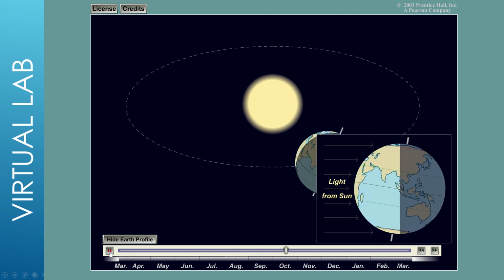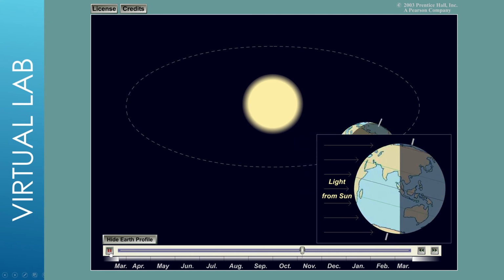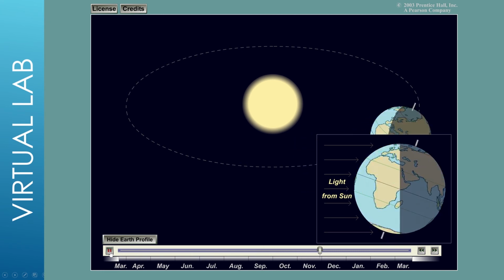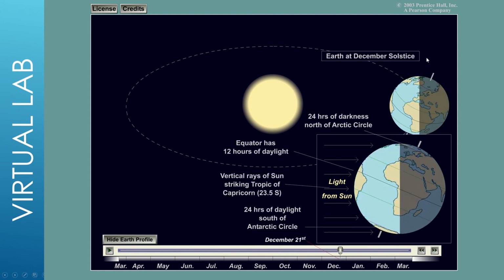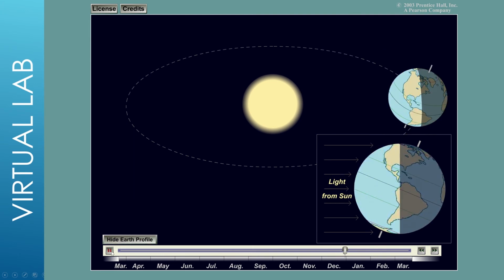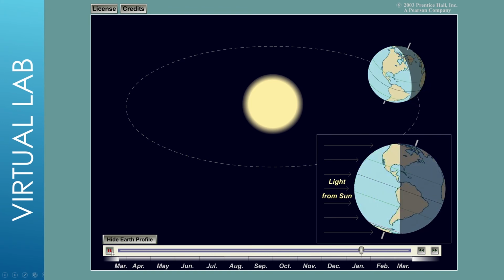As it keeps going, we see a shift where we now have 24 hours of darkness at the Arctic Circle and 24 hours of daylight at the Antarctic Circle and Antarctica. And we can see the vertical rays of the sun are striking Capricorn most directly. And we'll just go back to where we started here.